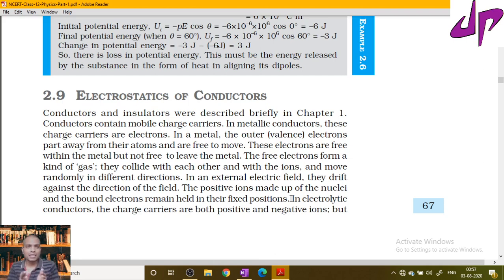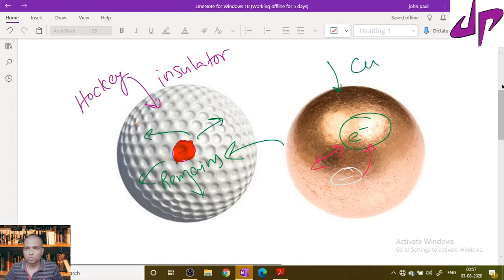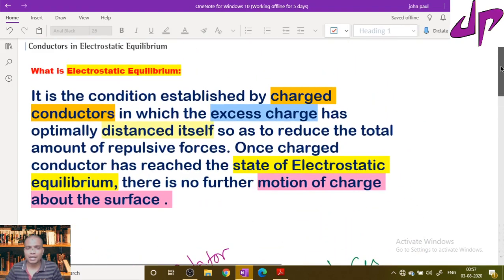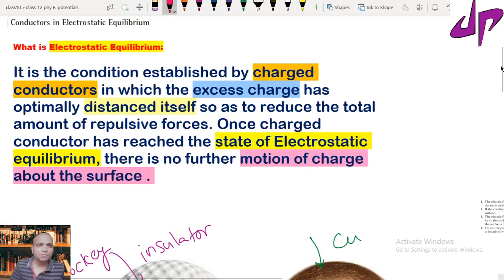So we will discuss electrostatics separately for conductors. Let us dive into that first. For better understanding, I need to take one definition, that is electrostatic equilibrium. Suppose you take a conductor, just like copper. It's a charged conductor. It means you have already given a charge on the conductor.